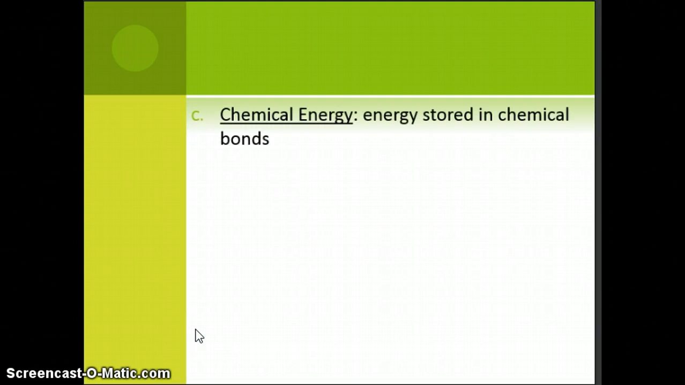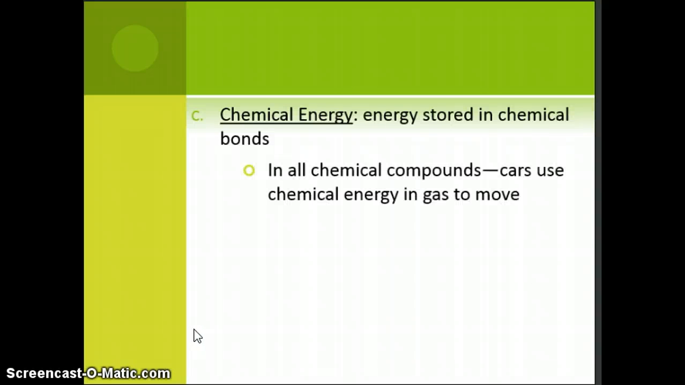Chemical energy. Chemical energy is the energy stored in the chemical bonds and in all chemical compounds. For example, cars use chemical energy in the gas to move. You use chemical energy found in the food.